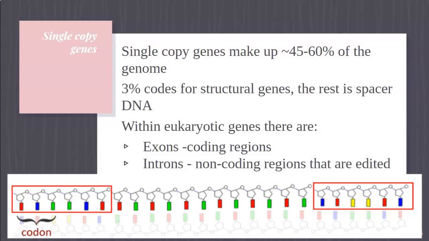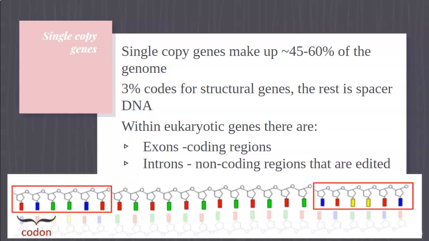Okay, now we're getting to the tail end of this. We're going to start talking about types of genes. So there's single copy genes, which make up about 45 to 60% of the genome. 3% codes for structural genes, and the rest is spacer DNA. So there's two types of genes.